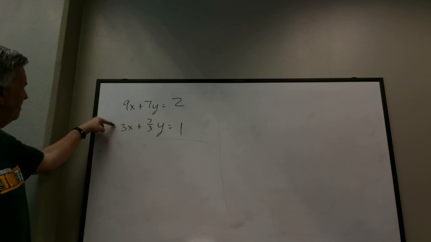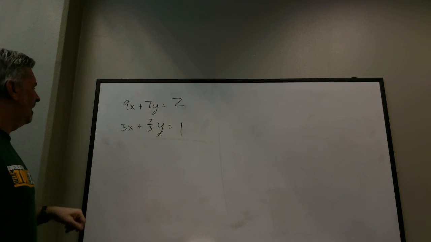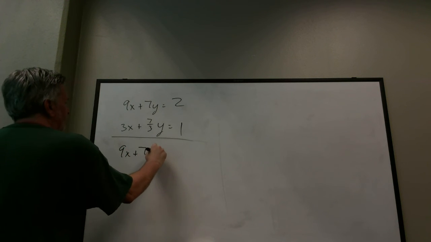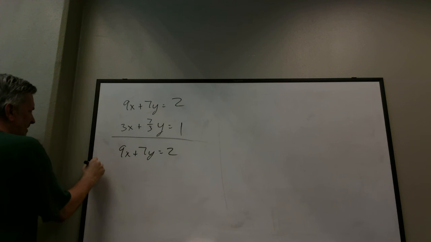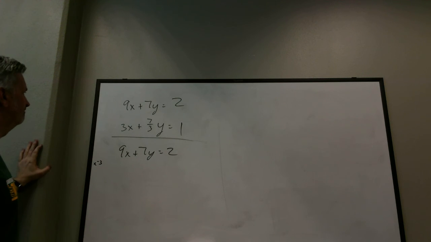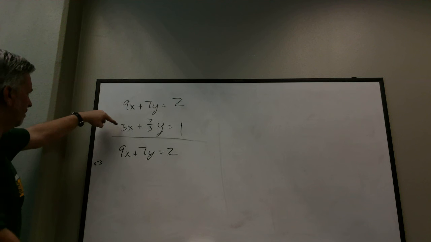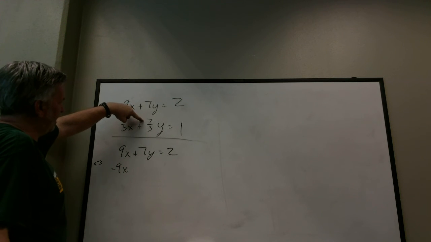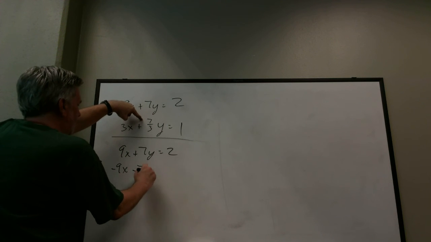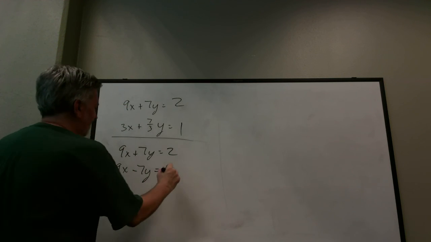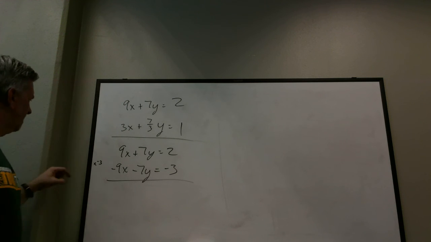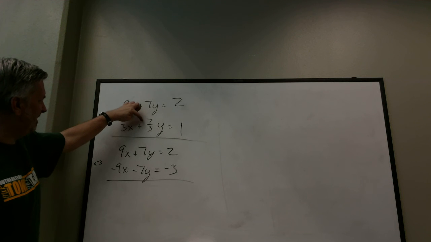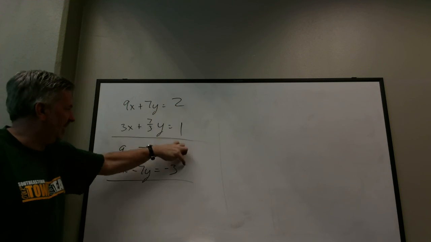I think it's easier to match the x's just because they're integers. So I'm going to leave the first equation alone, and I'm going to multiply the second equation by -3 to make a -9. So -3 times that is -9x. -3 times 7/3, the 3's cancel, I get -7y, and -3 times 1 is -3. Let me check myself. -3 times 3 is -9. -3 times 7/3, the 3's cancel, you're left with -7, and then -3, right.